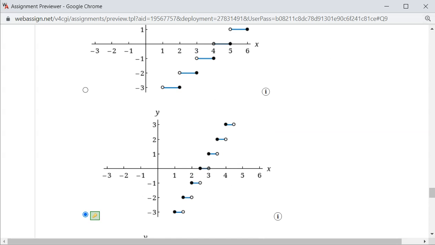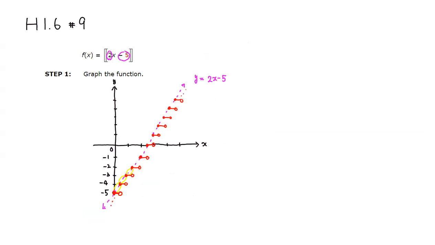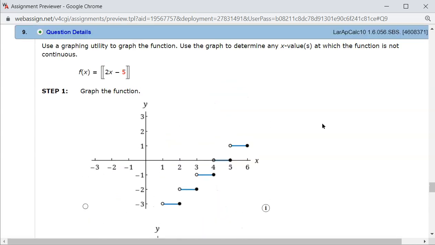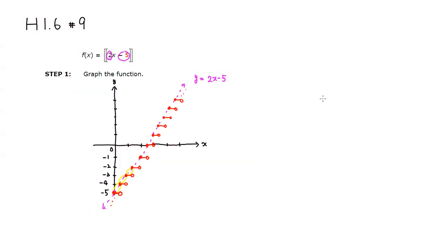If you compare that with what we drew, it's pretty close, right? So we got that. Anyway, that's how you sketch the graph of a function involving the greatest integer function. Start with the linear function, draw it, and then take the fractional values and bring them down to the greatest integer value. Then you will end up with some sort of step function like that. All right, that's it. I hope that this was clear.